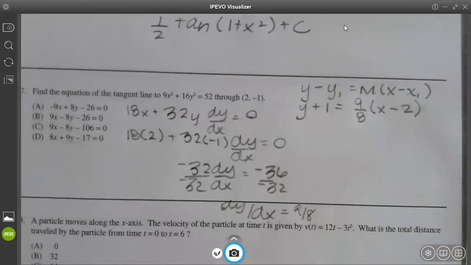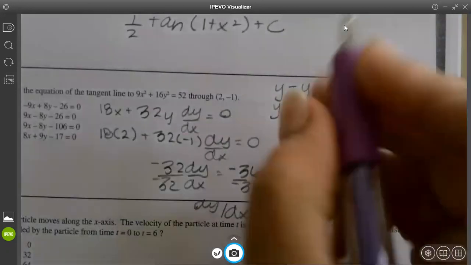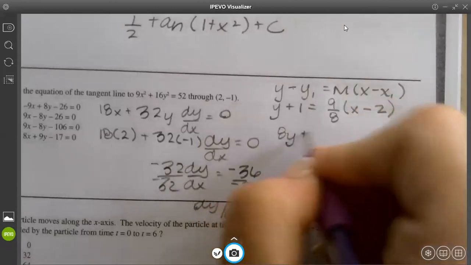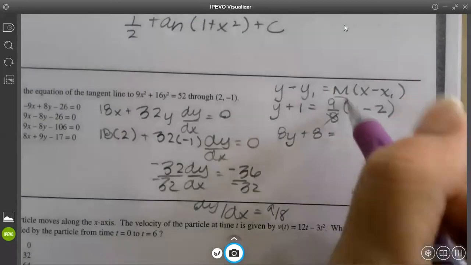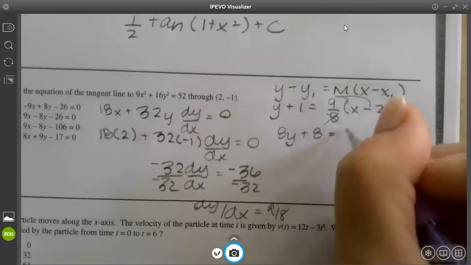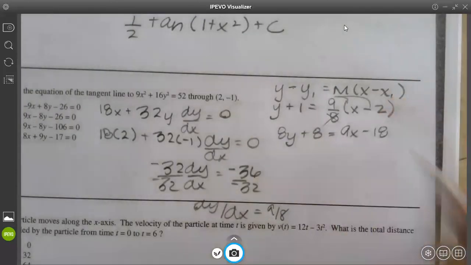Notice how they have x and y on the same side and there are no fractions. How do I get rid of that fraction? Multiply everything by 8. So it'll be 8y plus 8 equals, that takes care of your 8. And we're going to distribute our 9. 9x minus 18.